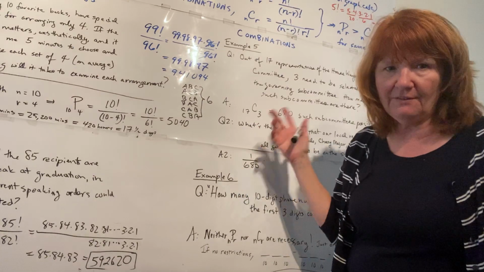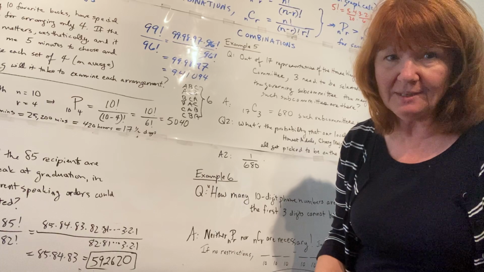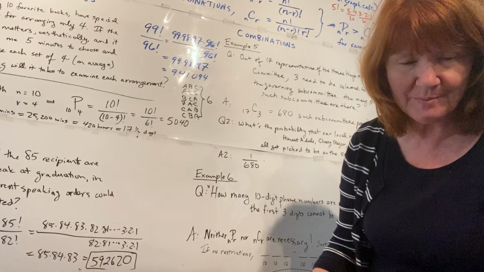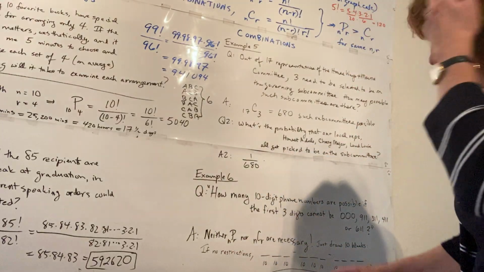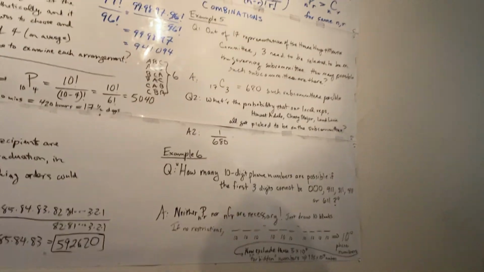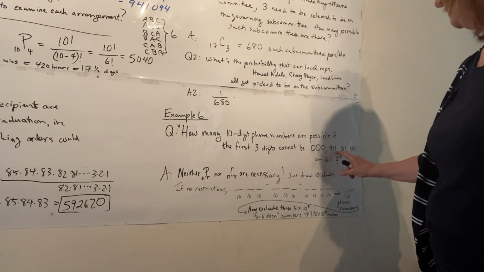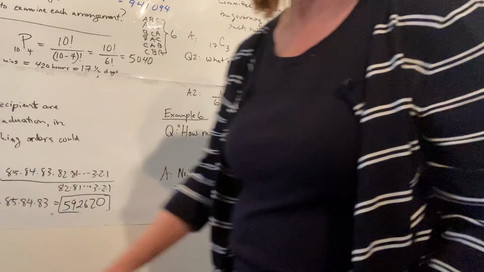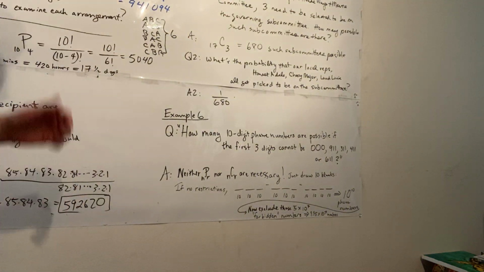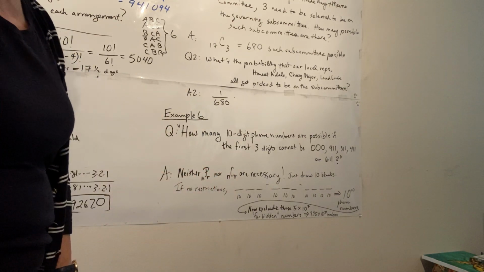Another thing to remember is that even though you now know about permutations and combinations, not every problem you run into has to be done using those formulas or that function on the calculator. For example, how many 10-digit phone numbers are possible if the first 3 digits cannot be 000, 911, 311, 411, or 611? Typical type of question. Let me get over here. There, you can see it better. So notice, you don't need to use nPr or nCr to be able to do this.